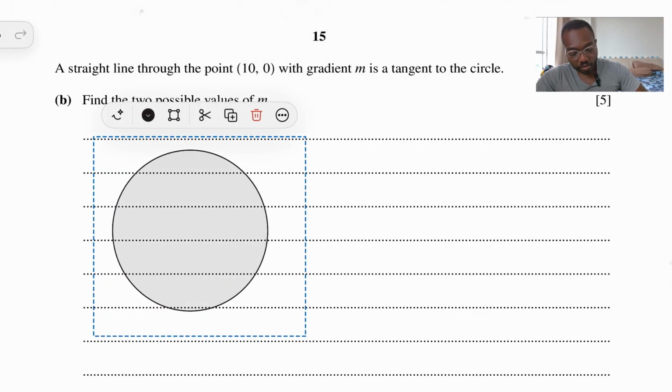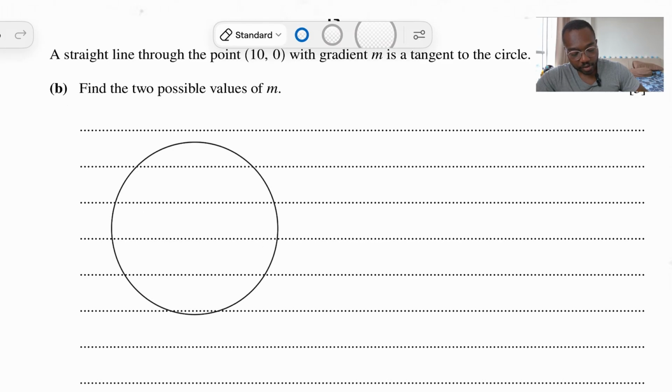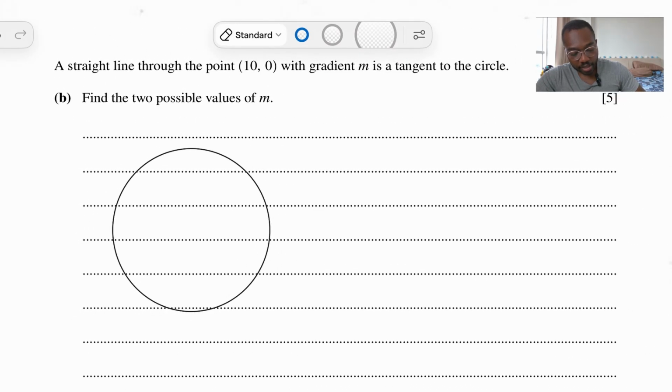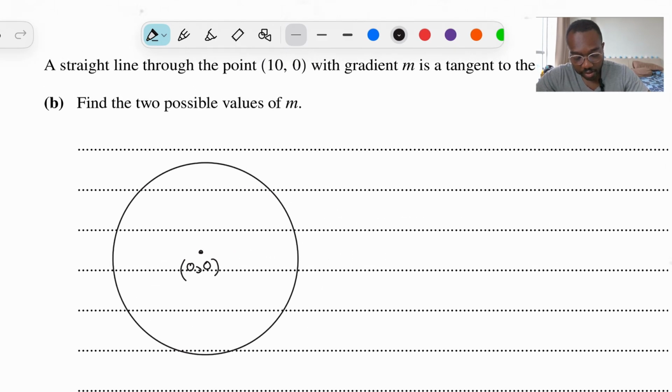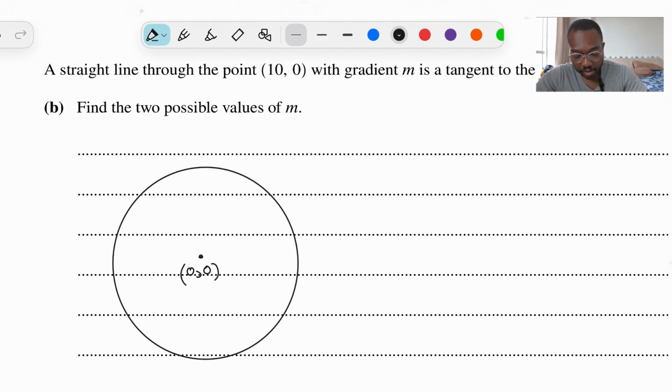Okay, so we have this circle here, and it's the same circle, so we know that we're still going to have a center of 0, 0, okay? And we are told that a gradient m, we don't know what the gradient is, is a tangent to the circle, and it goes through the point 10, 0. So if the center is 0, 0, 10, 0 would be just horizontal, it would just be to the right by 10 units. We know from the previous question that our radius is root 20.